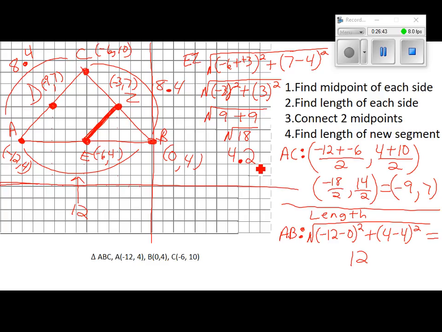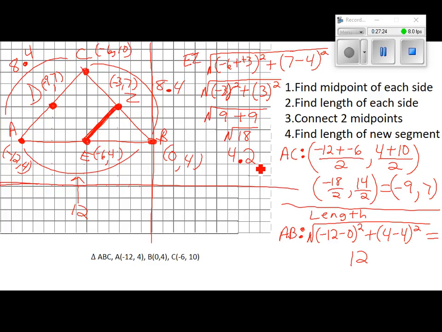If you're having trouble plugging it all into the calculator, you might want to start doing it out longhand, step by step like I do it, so that you don't get confused. Here I changed the signs, made them plus. What's negative 6 plus a positive 3? Negative 3. 7 minus 4, 3. What's negative 3 squared? Positive 9. What's 3 squared? 9. 9 plus 9? 18. Square root of 18, what is that? 4.2, is that right?